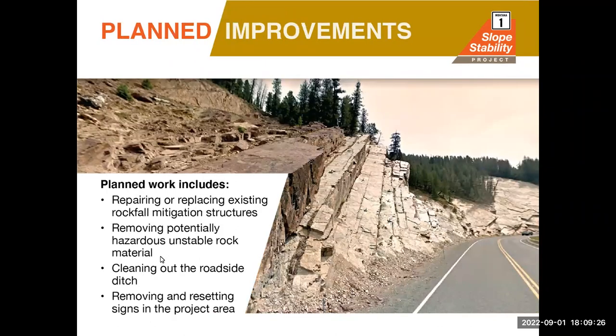Next, I'm going to talk a little bit about some of the improvements we have planned with this project. So we'll be repairing and replacing existing rockfall mitigation structures. We'll be removing potentially hazardous unstable rock material, and we'll be cleaning out the roadside ditch. The signs in the area that will be affected by the project will be removed, but we will reset those.